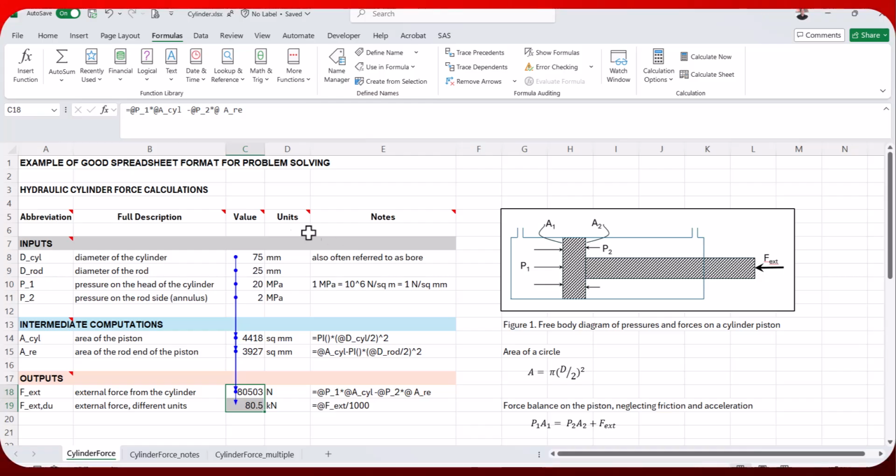A beauty of this way of solving problems is that when you give it to someone else, and maybe that someone else is the future you, they will know exactly what happened here, because everything is fully explicit in terms of the calculations and the flow.